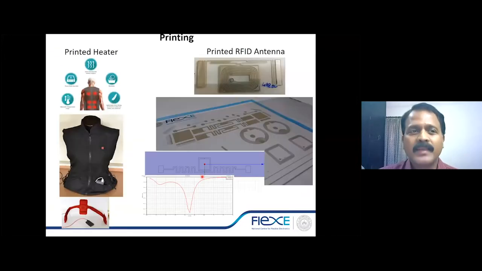And coming to printing, there are different activities going on. Here we have a printed heater for putting in jackets. We have a prototype of this jacket, which was tested on our security guards on campus on December nights, and they gave very enthusiastic feedback about the prototype developed here. Here are examples of the printed RFID antenna.